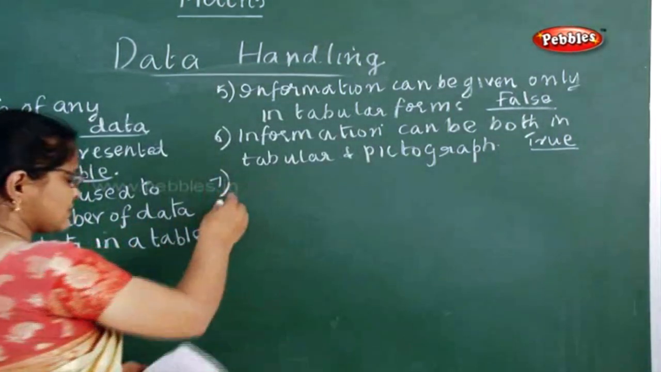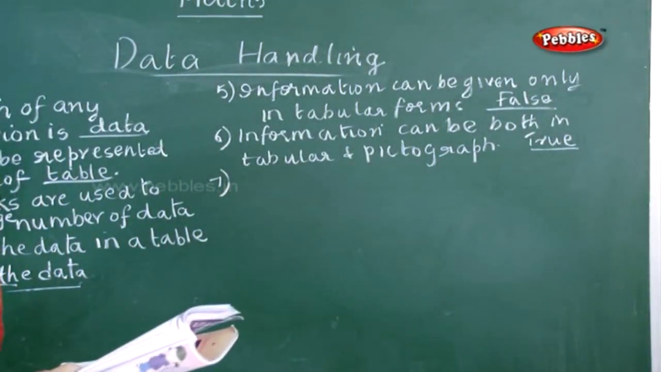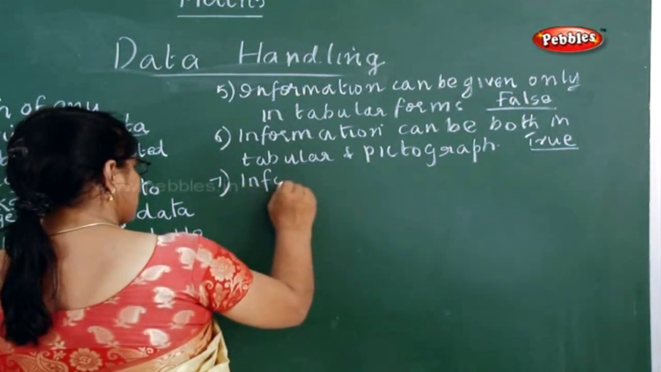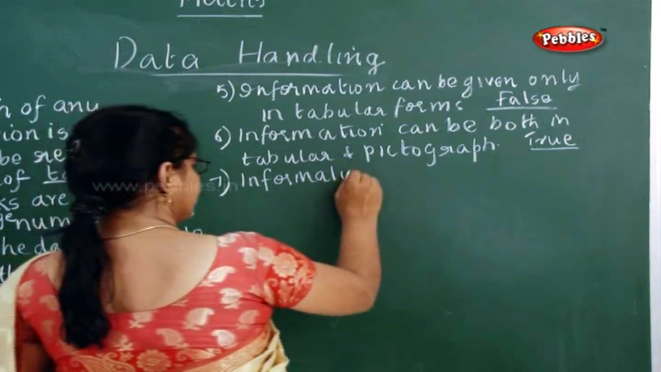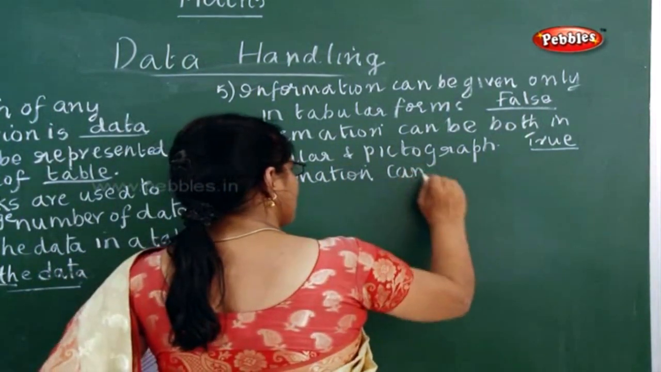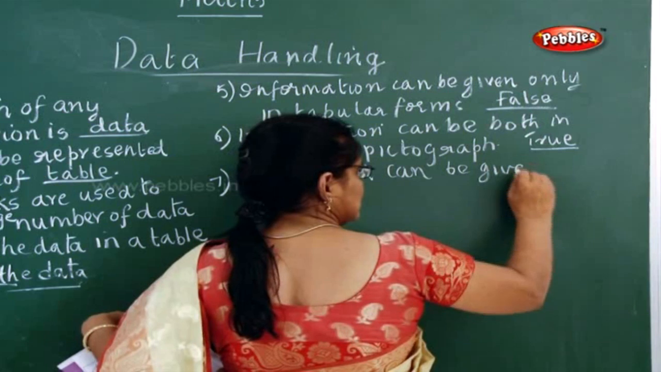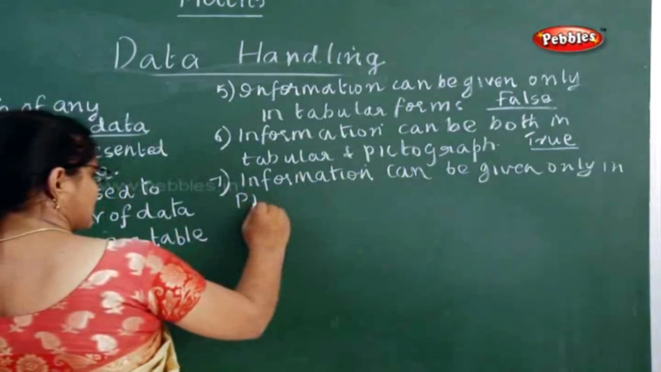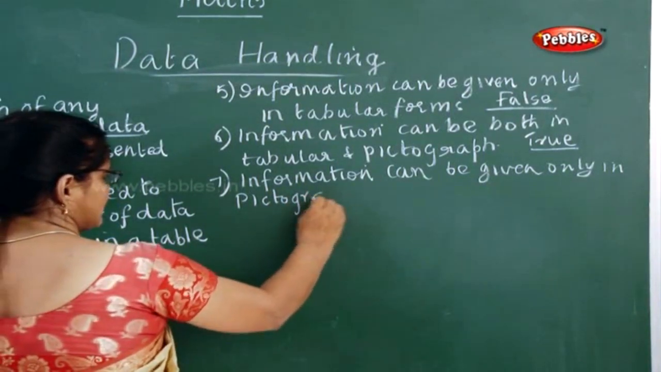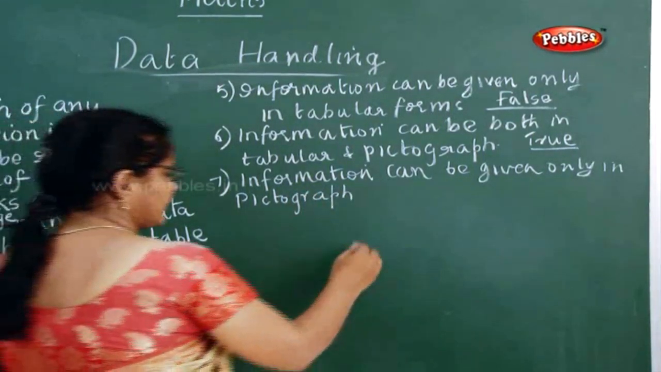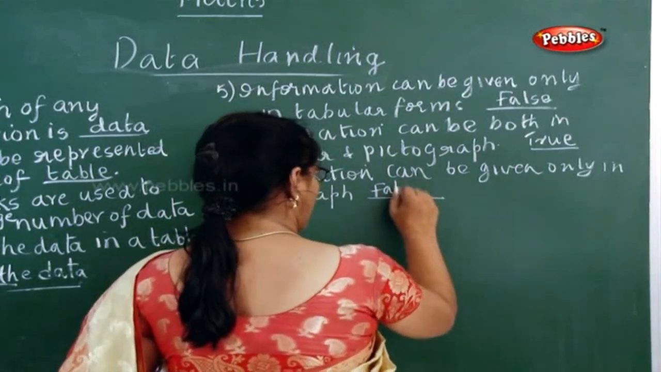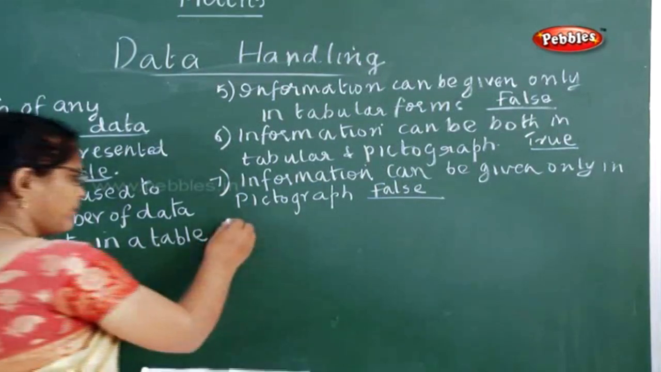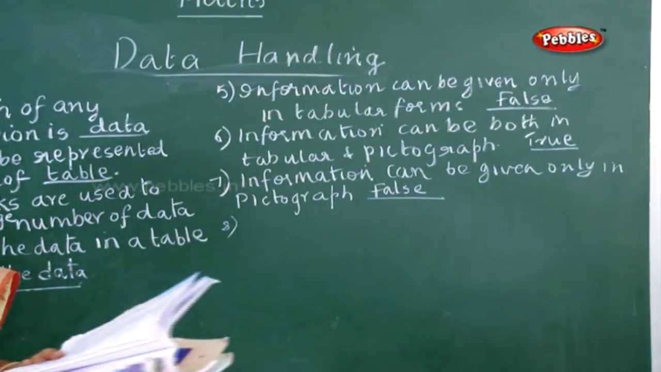Now what is the seventh question? Information can be given only by using pictograph. Is it true or false? It is false. Not only in pictures, it can also be given in tabular column. So it is false. Now next one, in the 8th question, there is one tabular column they have given.